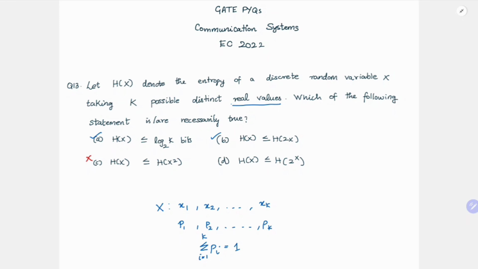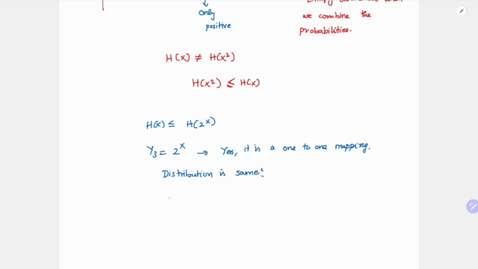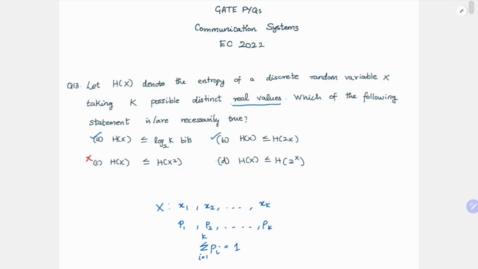And the final one, h of x less than or equal to h of 2 power x. In this case, let's say y3 equal to 2 power x. So is this a one-to-one mapping? Yes, it is a one-to-one mapping. So it is similar to our 2x case. So here also the distribution is going to be the same. So your h of 2 power x is equal to h of x, and the less than or equal to is the same case. It still contains that equal to sign, so we have to go with the option.